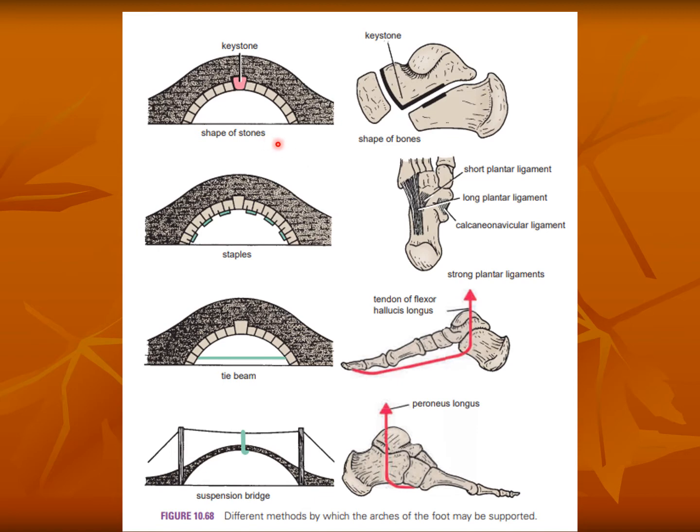Number one, shape of the bones or the keystone of that arch. Then the ligaments, they are just acting as staples. The muscles acting as a tie beam, and the muscles, tendons, which are acting as suspension bridges like this to hold the arch. So if this is the arch and this is the suspension bridge, if you can see, it is holding it like this. So it is just suspending the arch from above. So these are mainly four methods through which these arches are stabilized, as we have discussed.